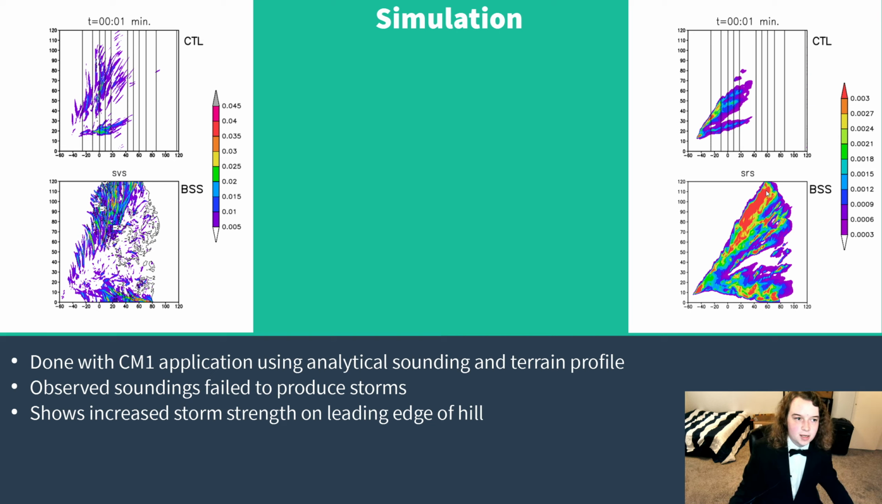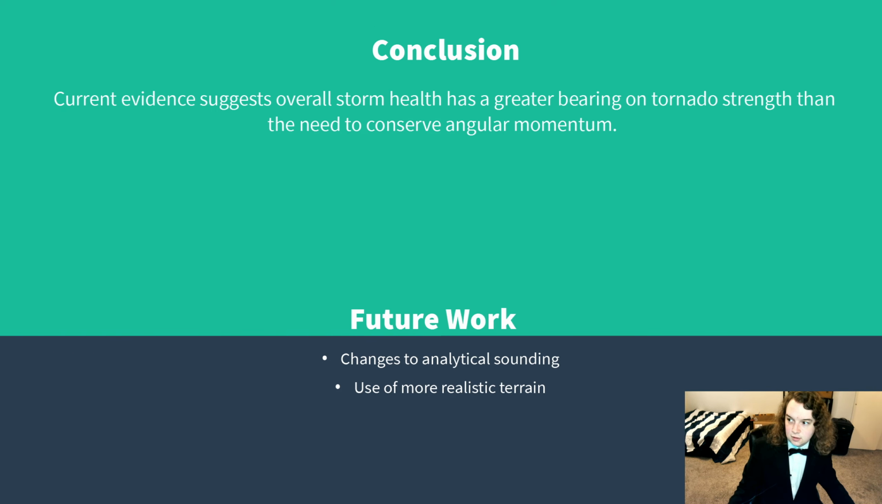And naturally, on the right-hand side of the hill, the storm dies out, which further lends credence to the forced updraft theory, as how can you have a tornado when you don't even have a storm? So with all that in mind, current evidence suggests that the overall storm health has a greater bearing on tornado strength than the need to conserve angular momentum.